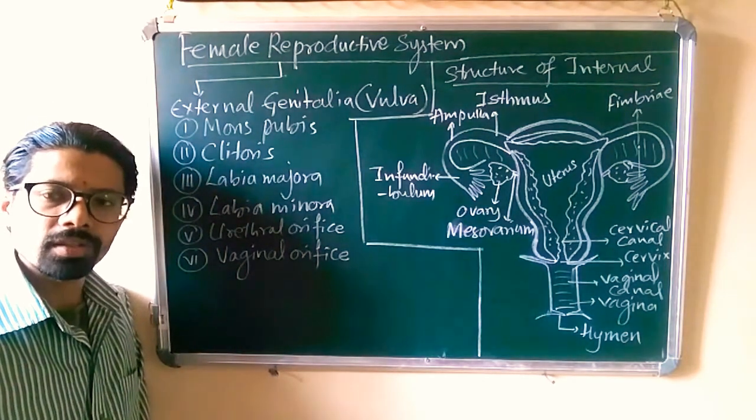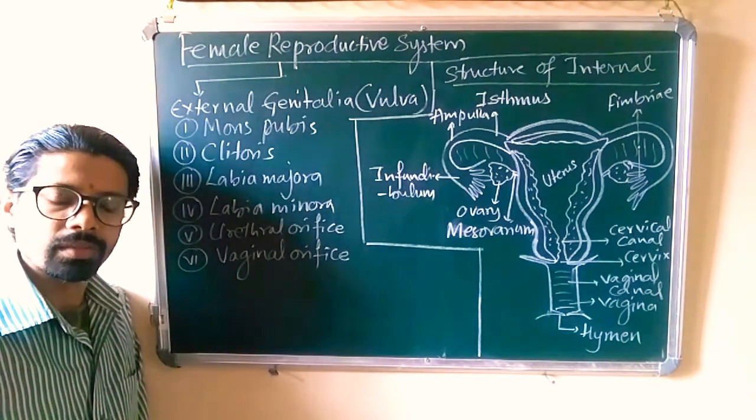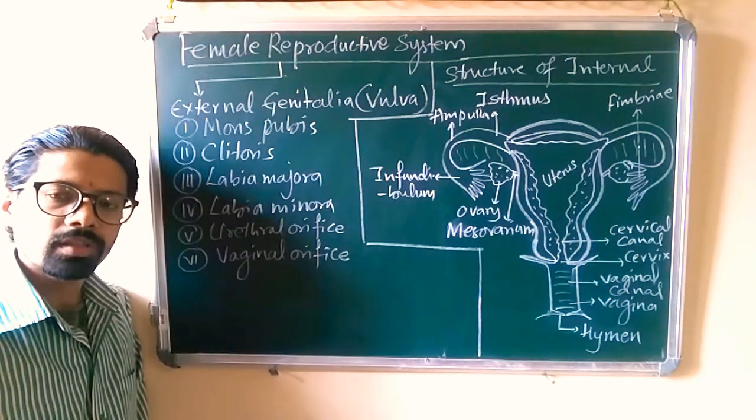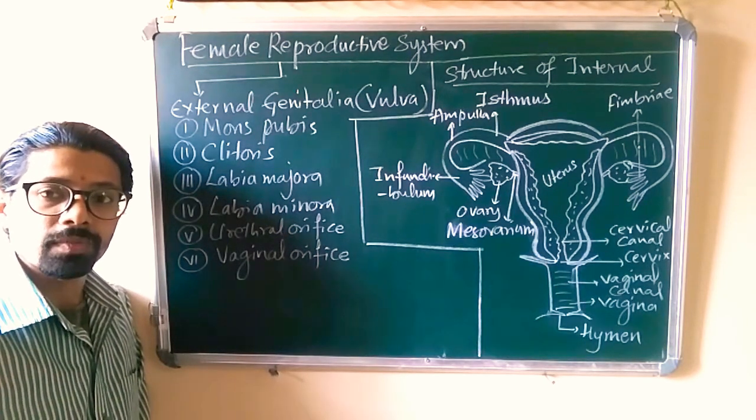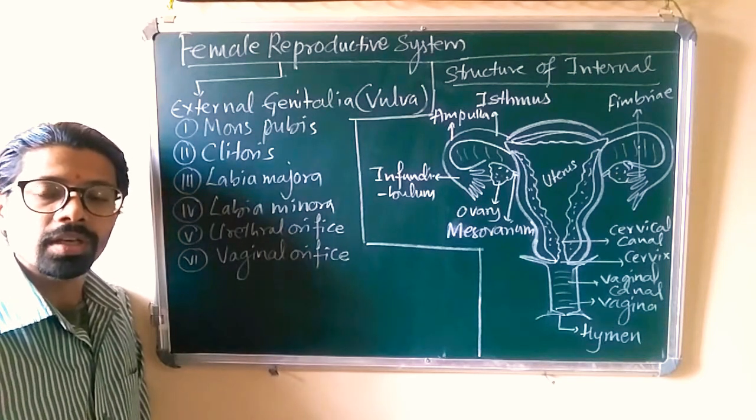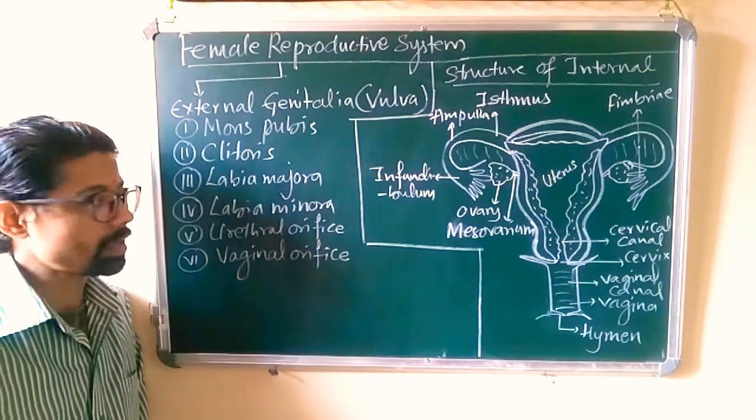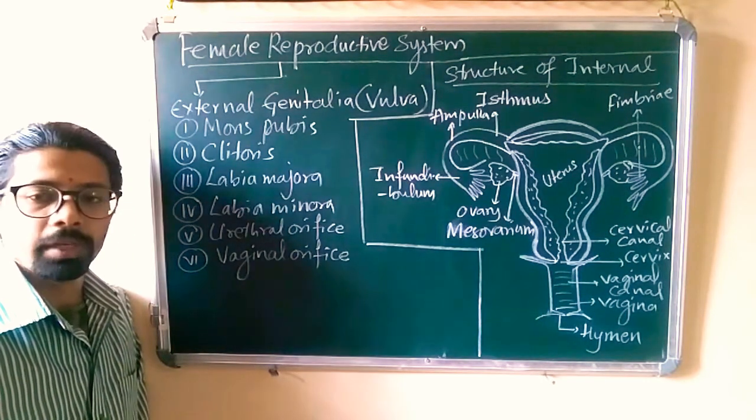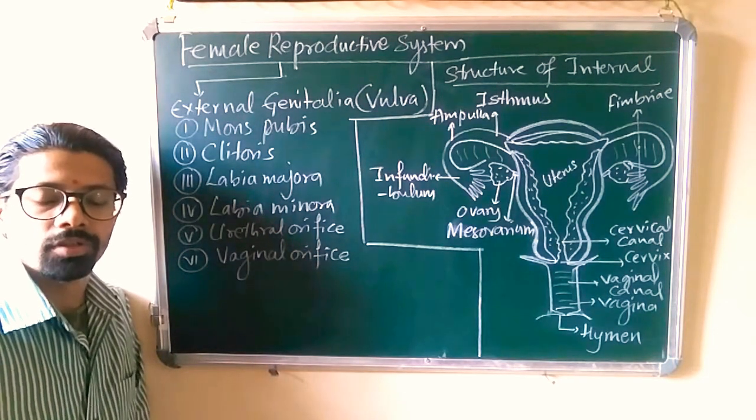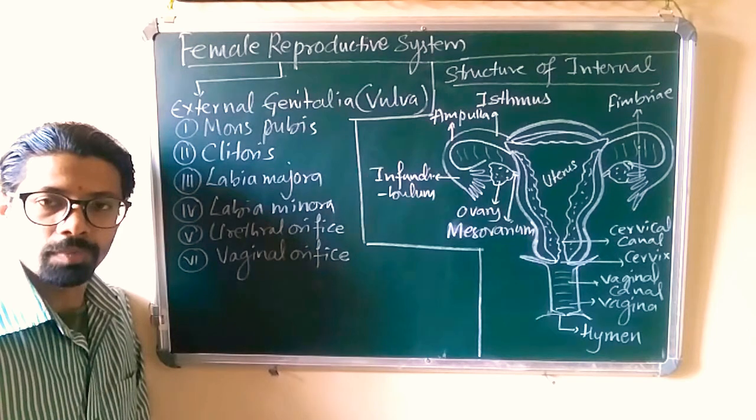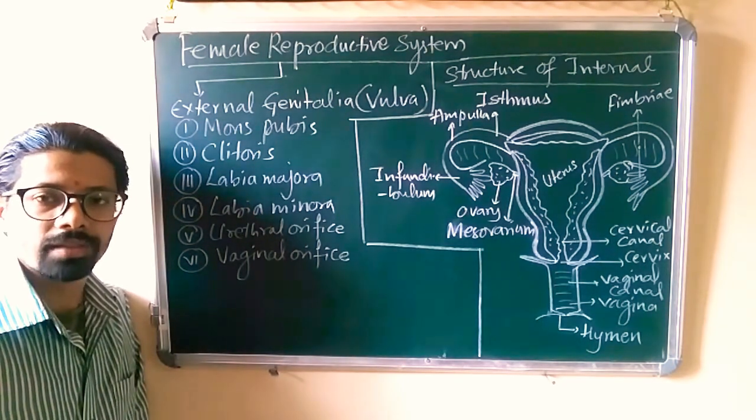It also has certain erectile tissue, like the male's penis. The clitoris also has sensory nerve endings like Meissner's corpuscles. Then labia majora are the thick skin folds of the external genitalia which are partly covered by pubic hair, and they are homologous to the male's scrotum or scrotal sacs.